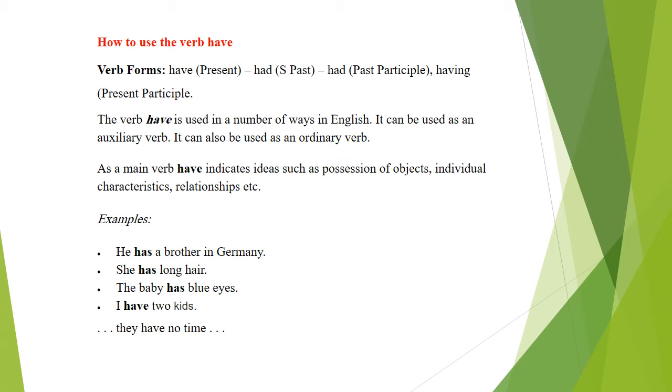The verb have. The verb have is used commonly in English. The present form have, the past form had, and the past participle had. And having is the present participle. The verb have is used in a number of ways in English. It can be used as an auxiliary verb. It can also be used as an ordinary verb.